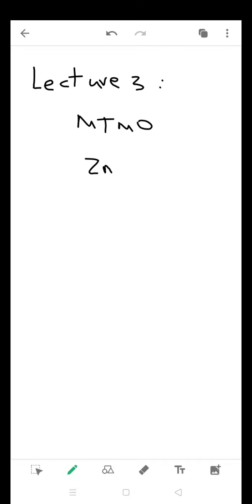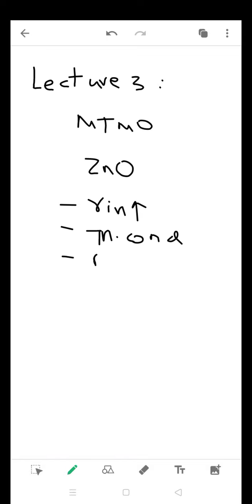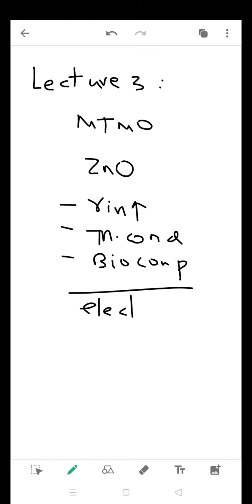and which is zinc oxide, which is a highly technologically important material because it has a high refractive index, it has high thermal conductivity, it is biocompatible, etc. And so that's why it has a lot of applications. For example, it is used in electronic devices, it is used in biomedical applications for treating cancer, and it is also used in photocatalysis.